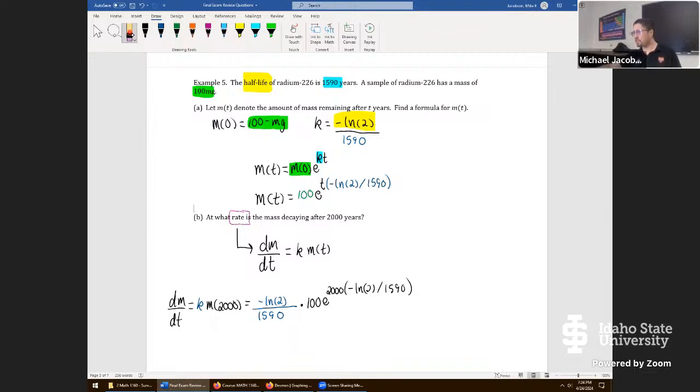Let me make one little correction here. I'm not a fan of this notation. It's better to write it out this way. The rate of change of mass with respect to time evaluated when time is 2,000 years. You don't have to write it that way, and I wouldn't take off points. I'm not that choosy about notation. But it's a good idea to put this in because it just directs us on what we're actually putting in and how we're calculating.